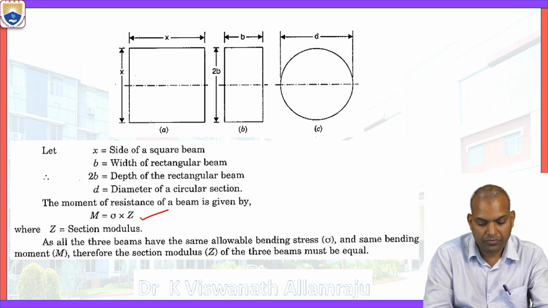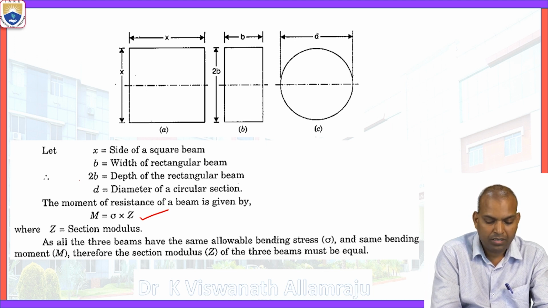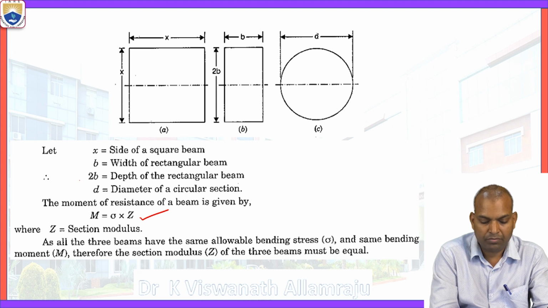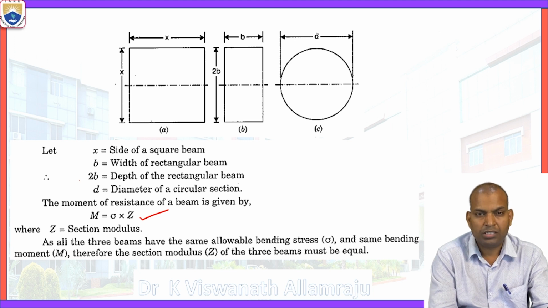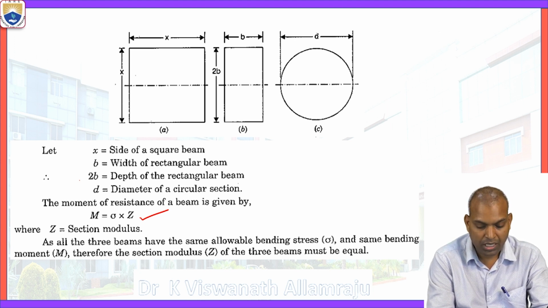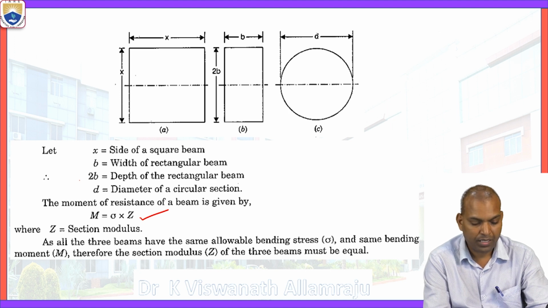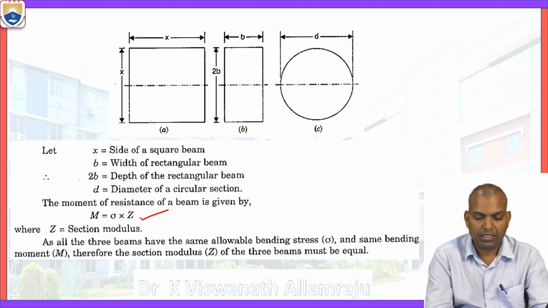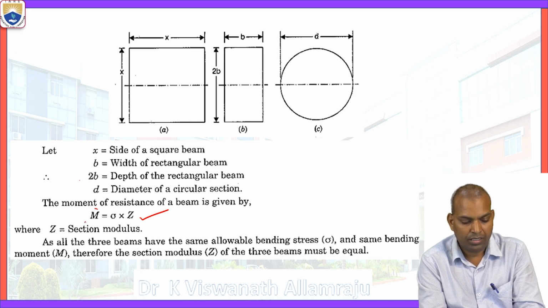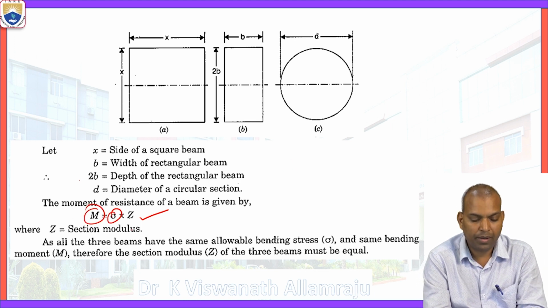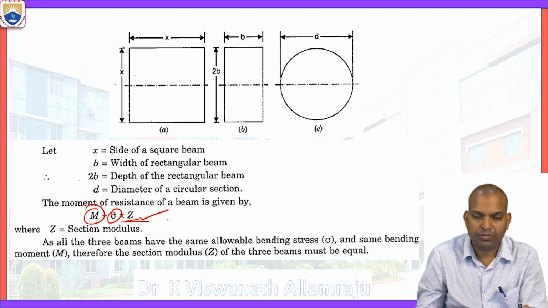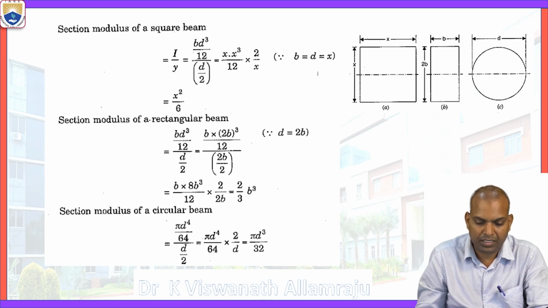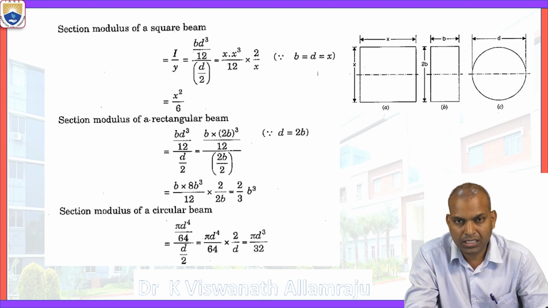The condition here: M, the bending moment, is the same, and sigma, the allowable bending stress, is the same. Therefore, since sigma and M are the same, the section modulus must be equal. That is the condition. Now, what is the section modulus?